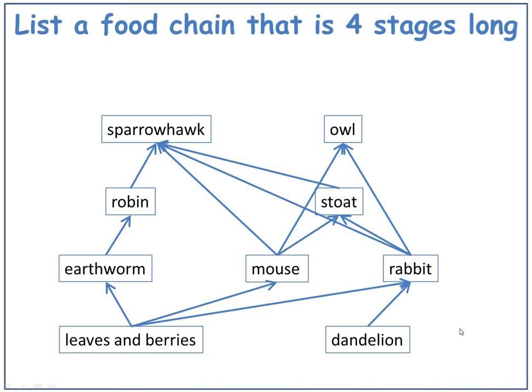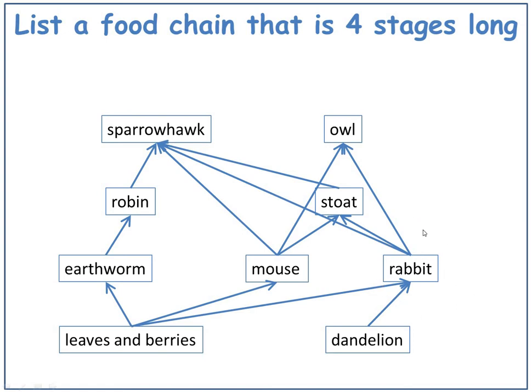If I asked you what happened, one that's 3 stages long, you could say dandelion, rabbit, owl, or leaves and berries, mouse, owl. I could also ask you what would happen if all the rabbits got a disease and they all died.